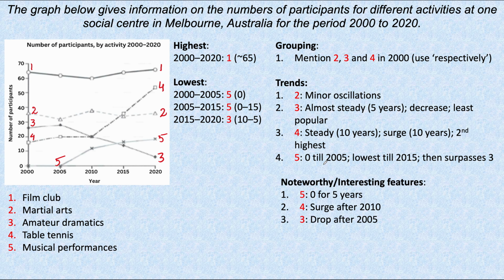After this, we can look for the noteworthy or interesting features, which will help us figure out what main things to write in our response. A couple of major features that we can see immediately: this 0 of category 5, the major increase of category 4, and the drop of category 3. These are some noteworthy features, along with category 1 being the highest throughout.